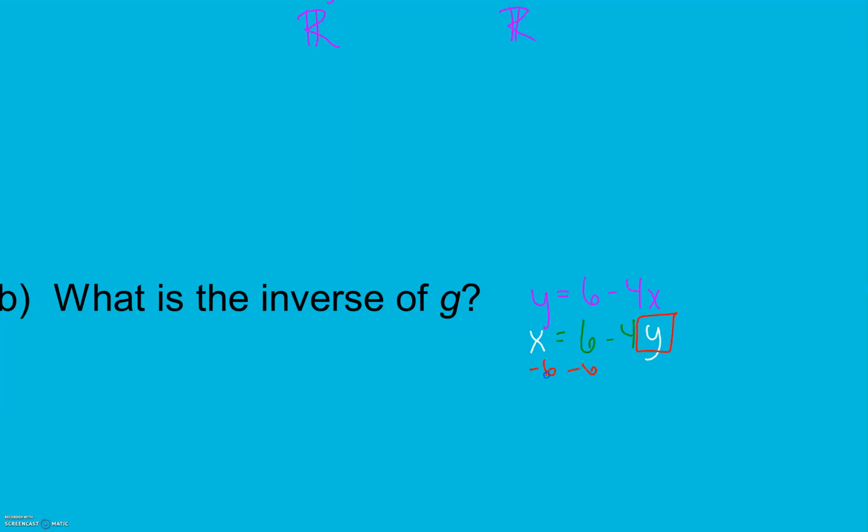Subtract 6. Don't forget to bring that sign down with your number. Then we divide by -4. And when we do that, we do it to every piece. So I have -1/4 x plus 3/2 equals y. And again, we can change that to equals our inverse notation there if we want it as well.